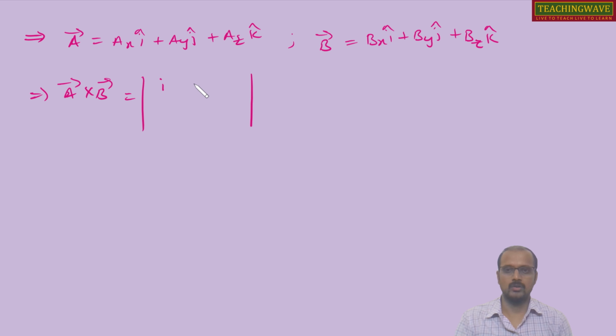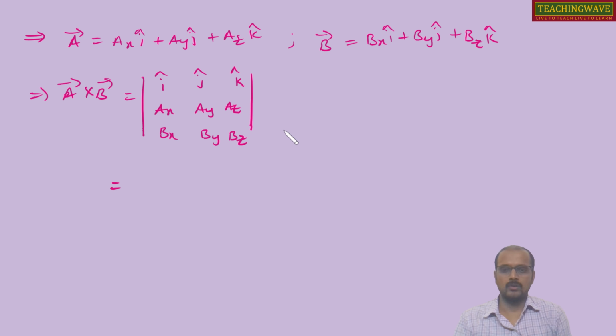So the first row is i cap, j cap, k cap. The second row is our first vector components: the i component is a_x, the j component is a_y, the k component is a_z. So a_x, a_y, a_z is the second row in the matrix, and the third row is the b bar vector components. So b_x, b_y, b_z is the third row.